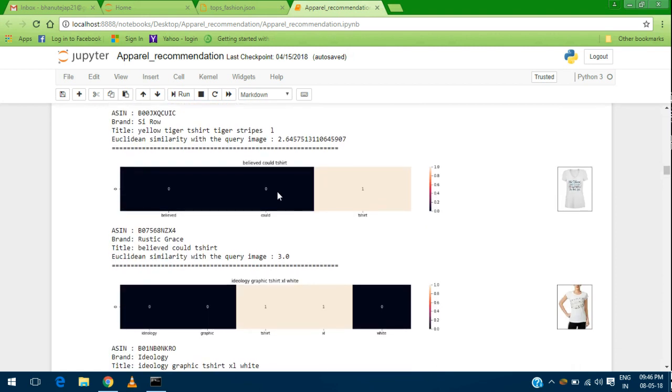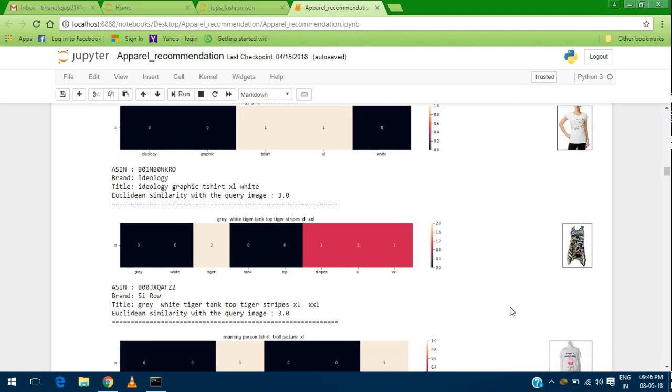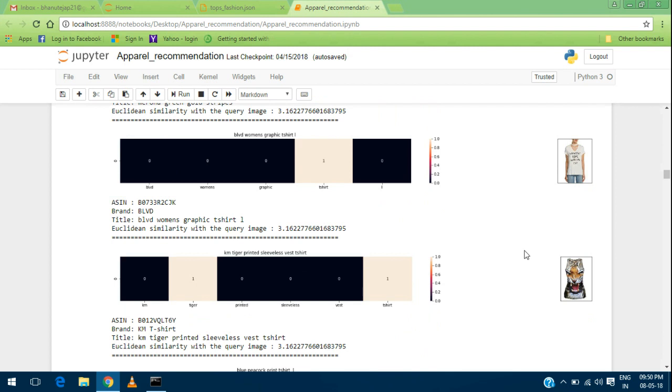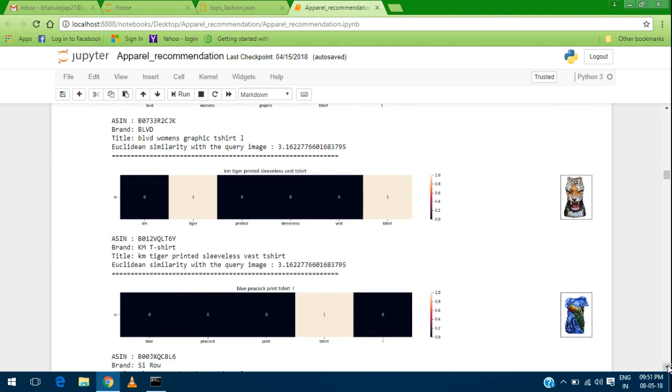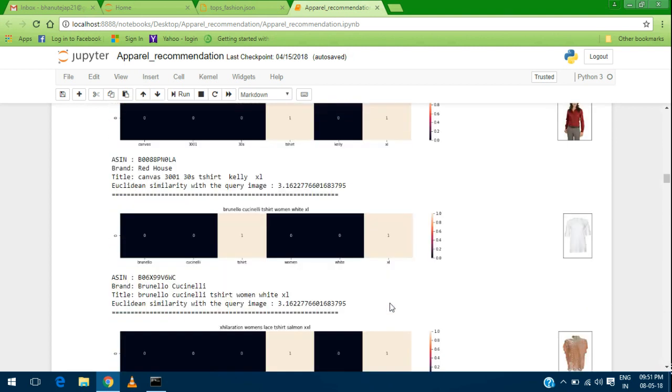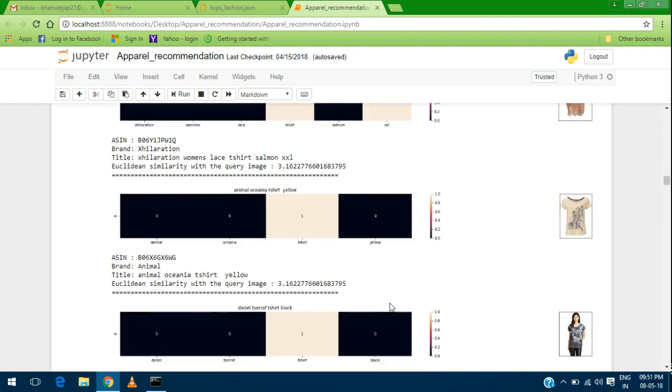This came because there is a word called t-shirt and bag of in our title. So these are the outputs that we got for the bag of words. This product will be very similar to our query product. So these are the products which are recommended by bag of words.